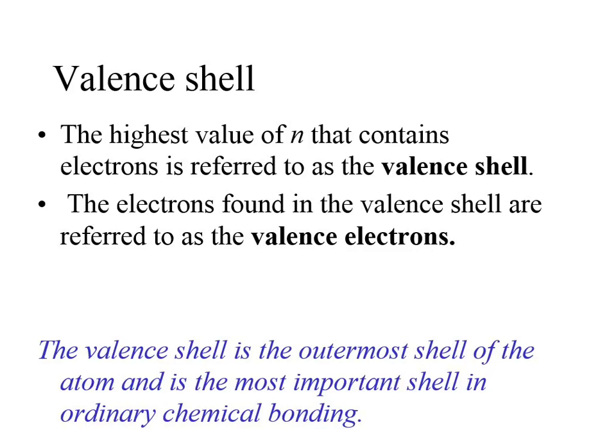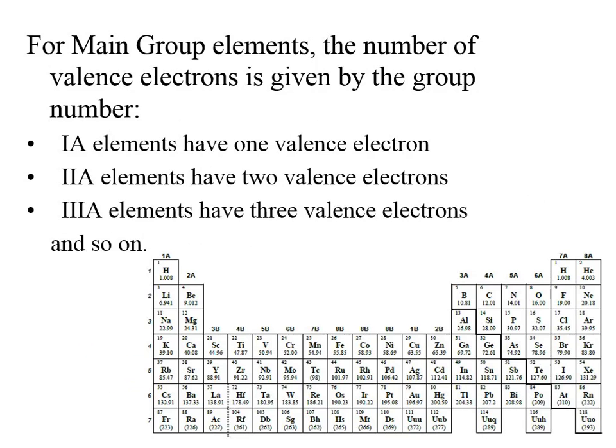Okay, so I need to revisit that. The valence electrons are not necessarily the last added, but they are the outermost. They're the highest n, aren't they? Valence electrons. Well, you know we got to talk about electrons because we talk about electrons shared, electrons transferred. And the most important electrons are going to be the valence electrons.